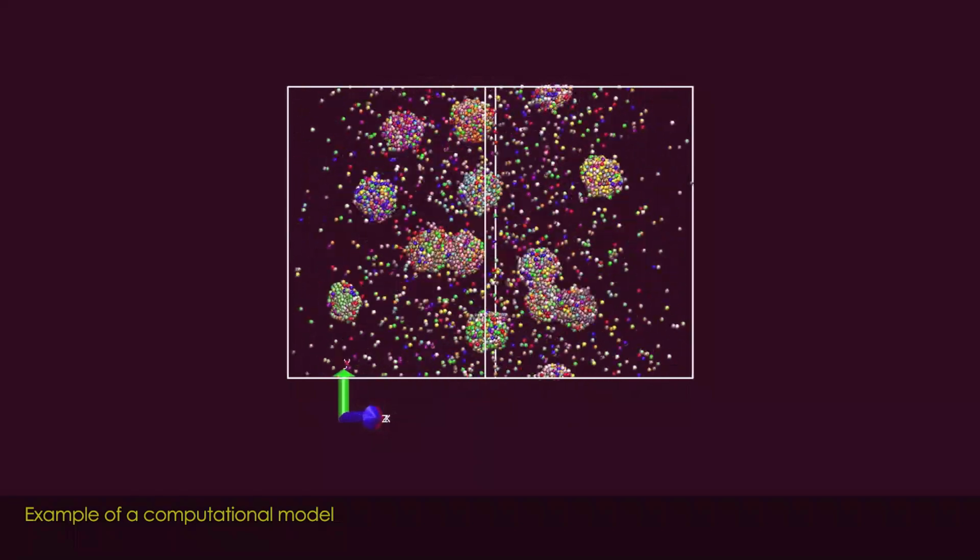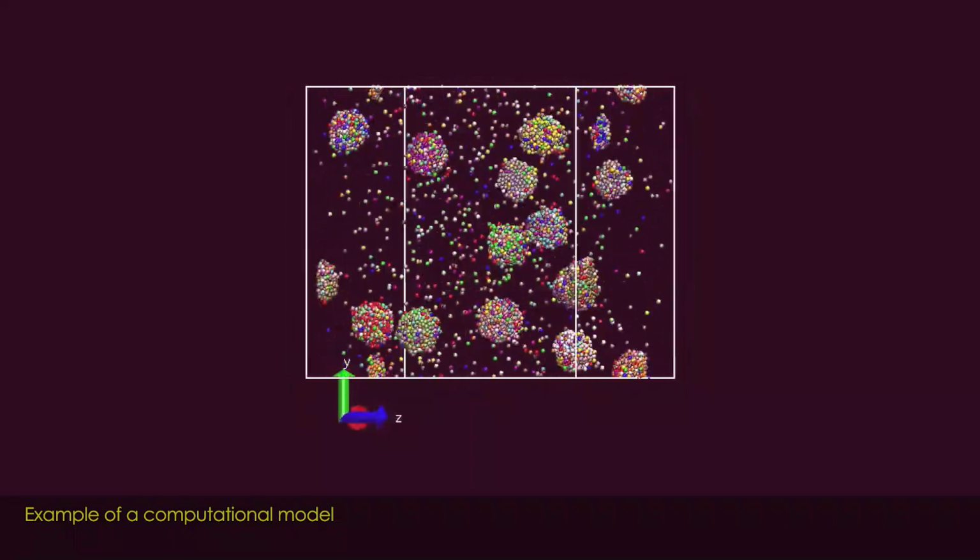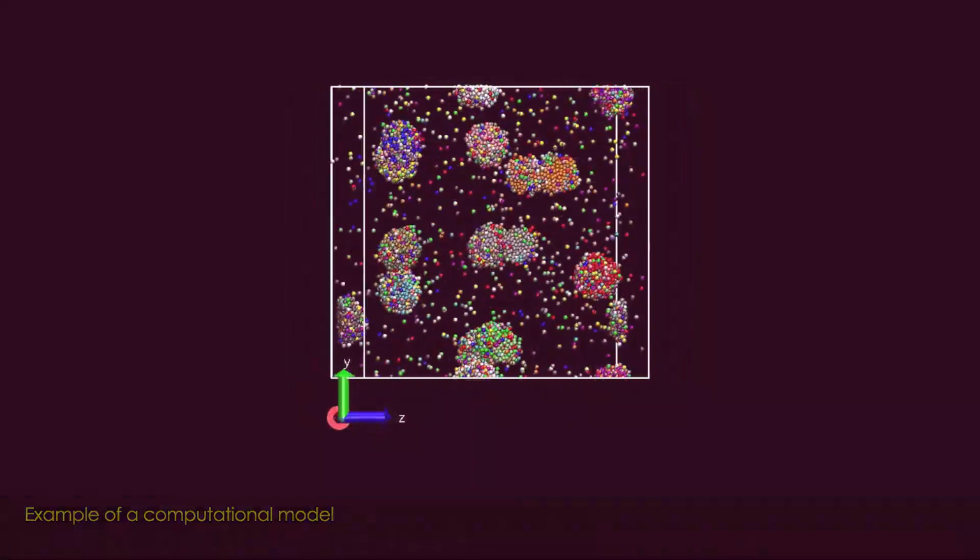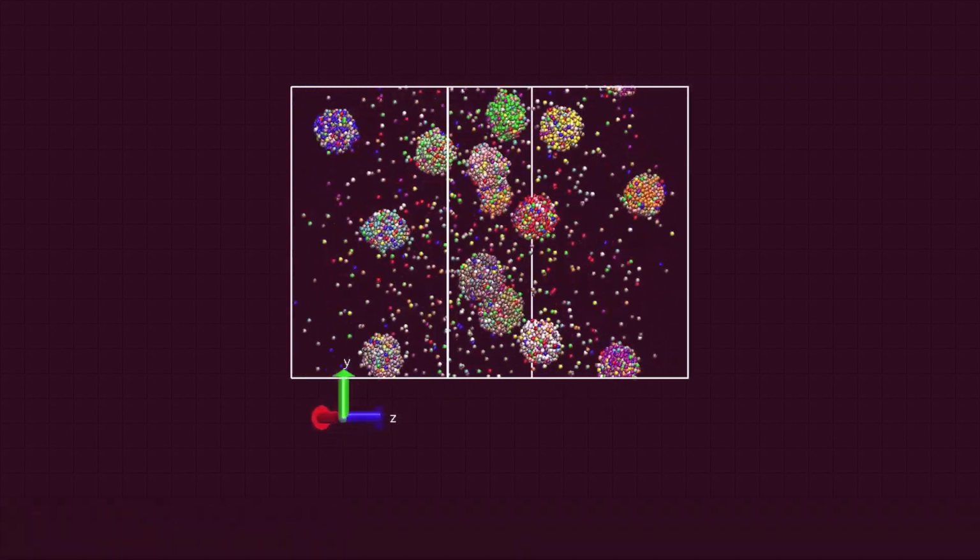What we need to find out is how the additives, which are the biologically inspired molecules, aggregate together and behave in numerous different situations. And we can do that through computational modelling.